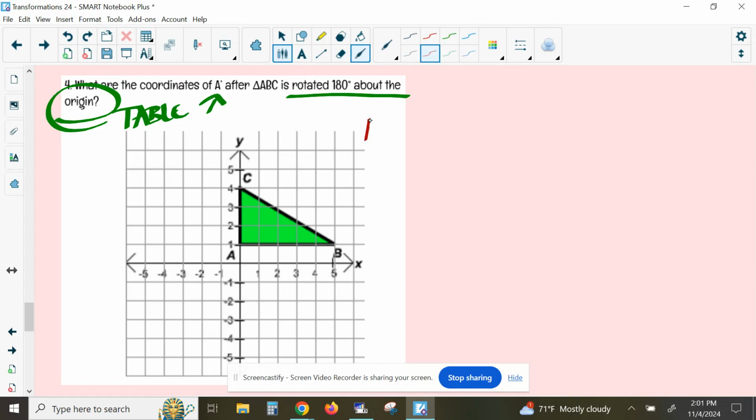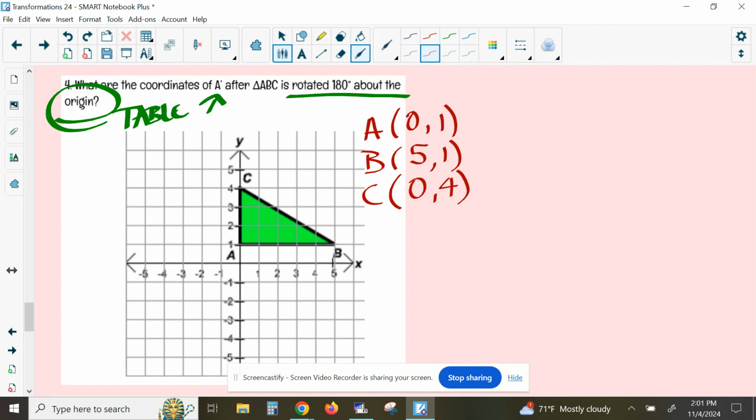Let's write down our points. So we got A, B, and C. And then we got to look at our tables and see what our rules are going to be. So you want to do the points first or the rule first? Points? Okay, let's just get the points first. What's point A? 0, 1. What's point B? 5, 1. And point C? 0, 4. Okay, those are our points.